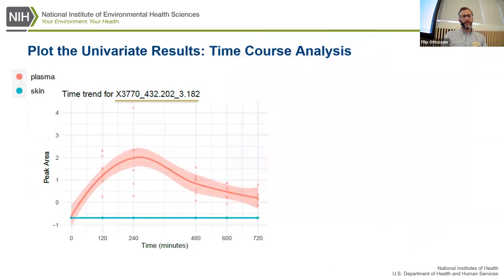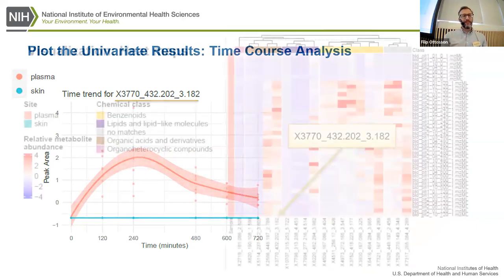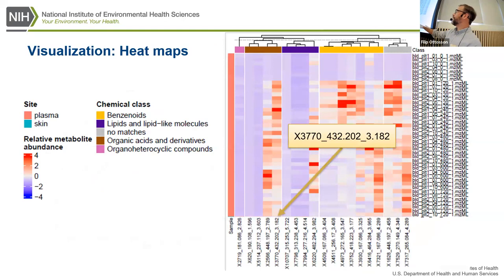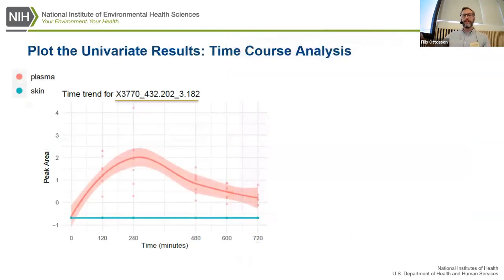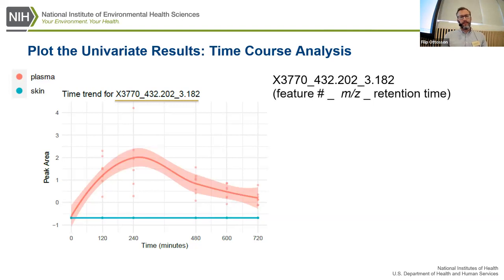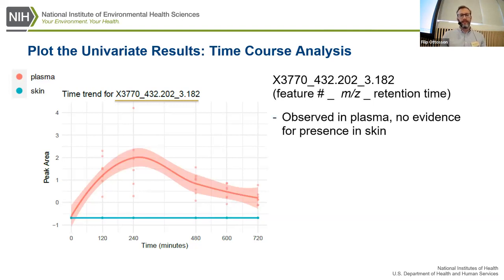Before that, just to remark, this is great for looking at the univariate data as a whole, but of course you can look at the time course analysis, and this is specific to this project. But you could do the equivalent, like box plots, violin plots, or something like that, that shows you the difference between groups. And again, just to note that it's the same feature. If I was interpreting this, I would say something like, this particular feature is observed in plasma, but there's no evidence for it in skin.